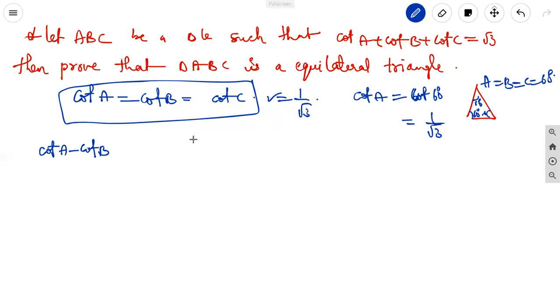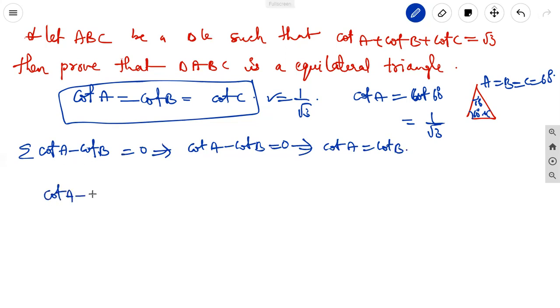How are we getting cot A equal to cot B? We can solve the summation of cot A minus cot B, either whole square or simply, and this is equal to 0. Then we can take cot A minus cot B equal to 0. From this we can write cot A equal to cot B. This is the idea. For that idea, we can just take cot A minus cot B.